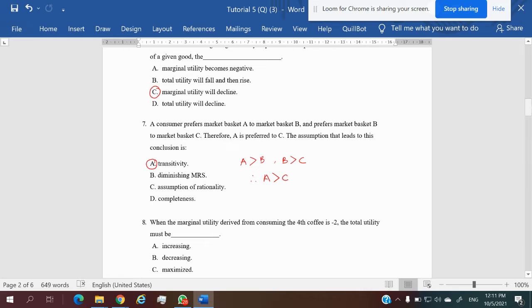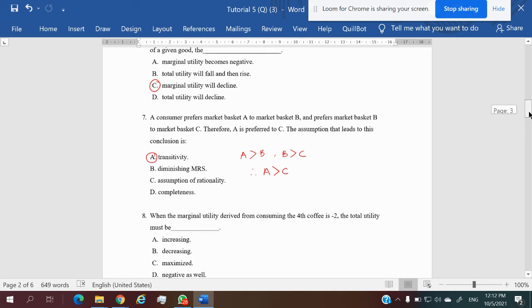We can clearly know which market basket is preferred by the consumer. A is much more preferred compared to B. B is much more preferred compared to C. So this means the consumer prefers A as compared to C. So this is the concept of transitivity, where we can list the rank of consumer preferences.